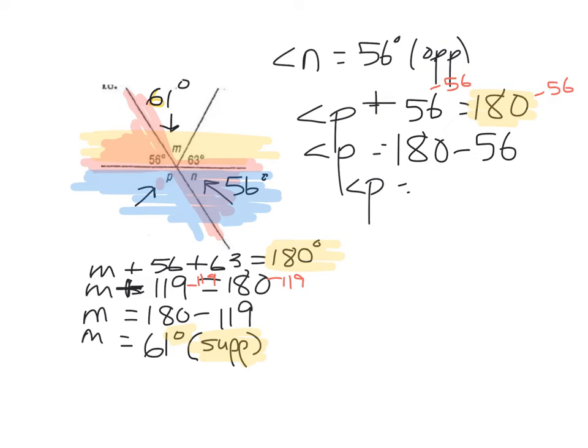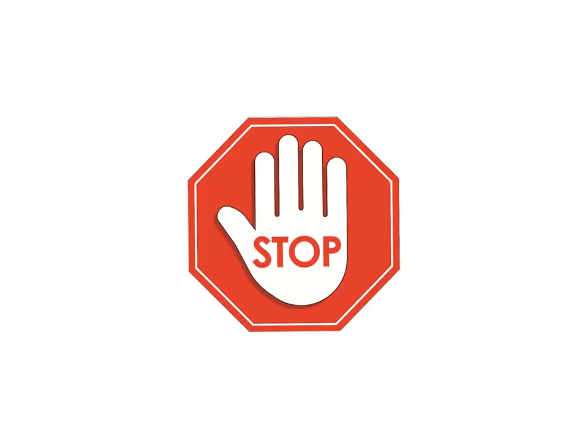we know that we're dealing with a 180 degree relationship. That's the only straight line relationship that gives you 180 degrees. So it's pretty easy to keep track of, I would say. P is going to equal 124 degrees, and I know this because of supp. Okay, that's it.